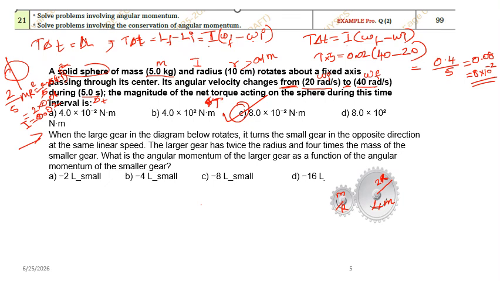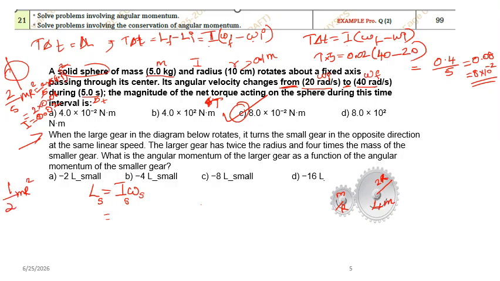To calculate angular momentum, I know the equation L equals I omega. I am calculating the small one, so the angular momentum of the small one will be equal to the moment of inertia of the small one and the angular velocity of the small one. Now let me put in the values. As it is a disk, what is the moment of inertia of a disk? It is half m r square.